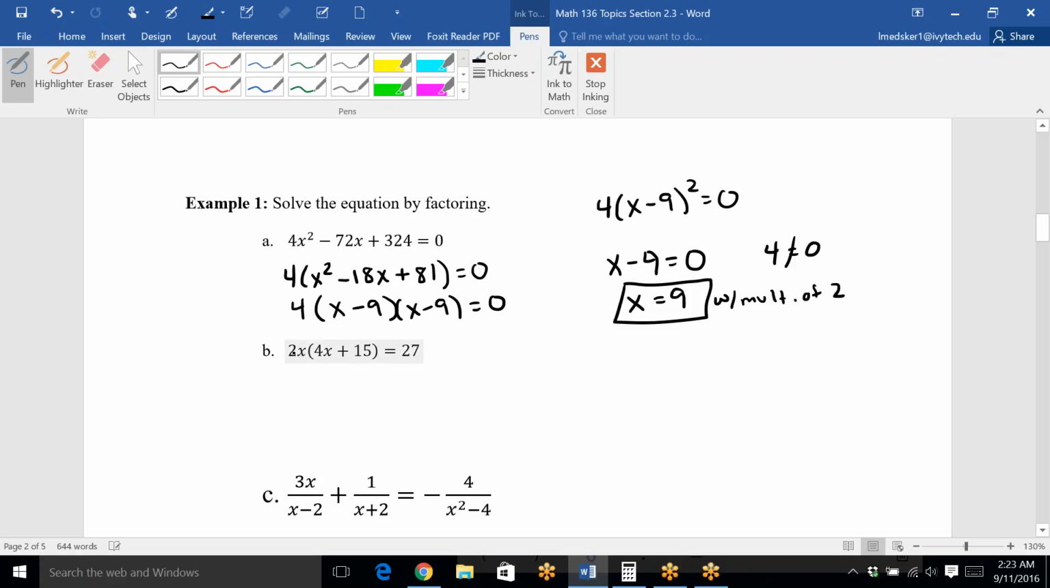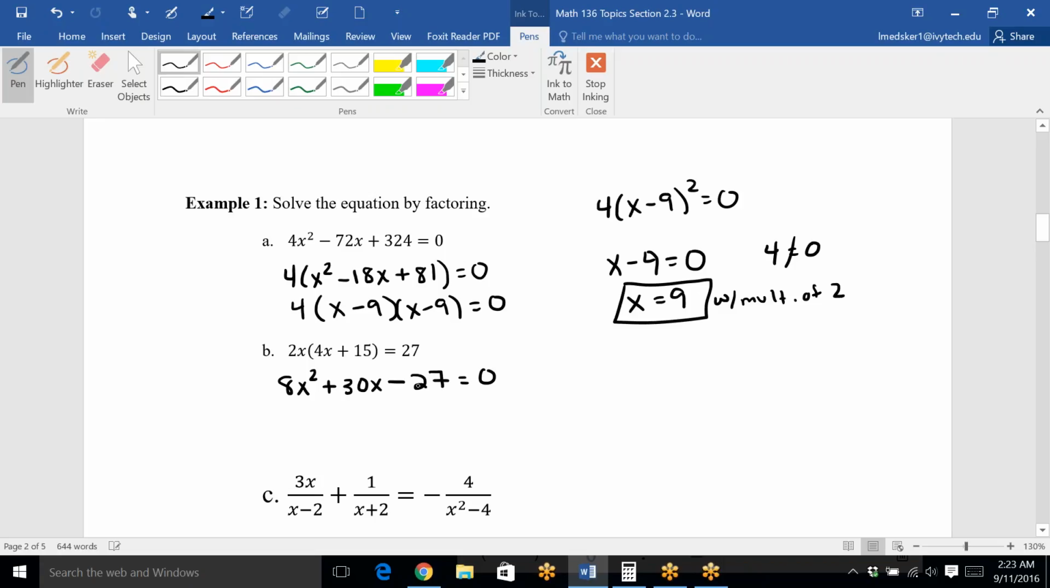Okay, so let's look at this next one. A lot of people want to try to set these equal to 27, but the rule is it has to be set equal to 0 to use the property. So we actually have to undo the work here by distributing, and I'm going to go ahead and subtract the 27 over.